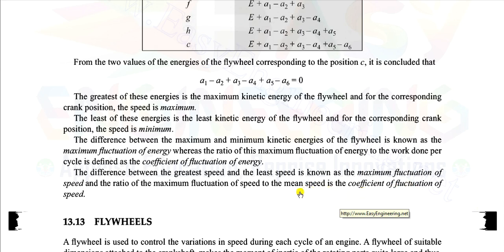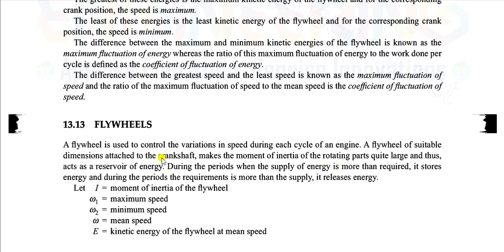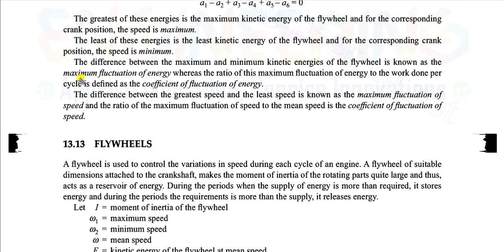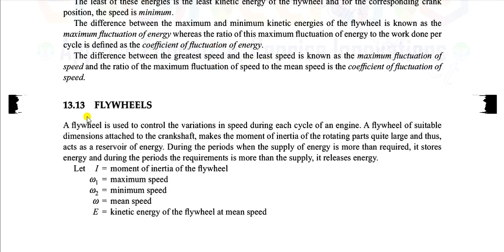So it is omega max minus omega min, divided by omega, where omega will be the mean speed. We will see this in terms of the flywheel. The maximum fluctuation of energy to the work done per cycle is defined as the coefficient of fluctuation of energy. Now we will see how we will apply all this.